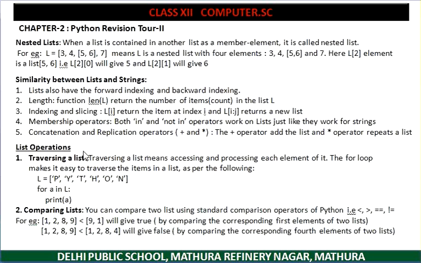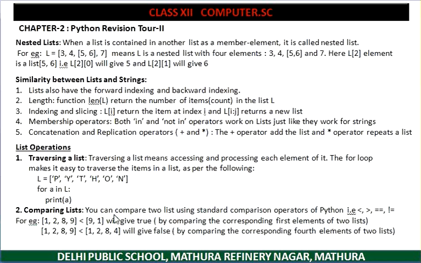Now list operations. First operation is traversing a list. Traversing a list means accessing and processing each element of the list. So with the help of a for loop you can do this. Here list L is equal to ['Python'] in square brackets. With the help of a for loop you are able to print every element of the list. So this is traversing a list.